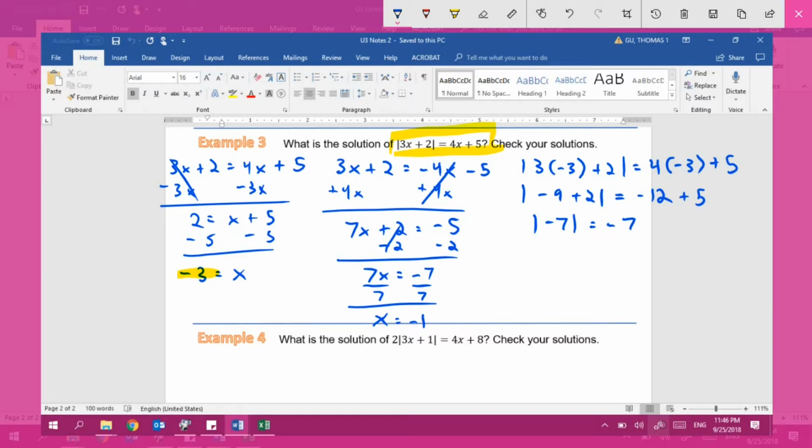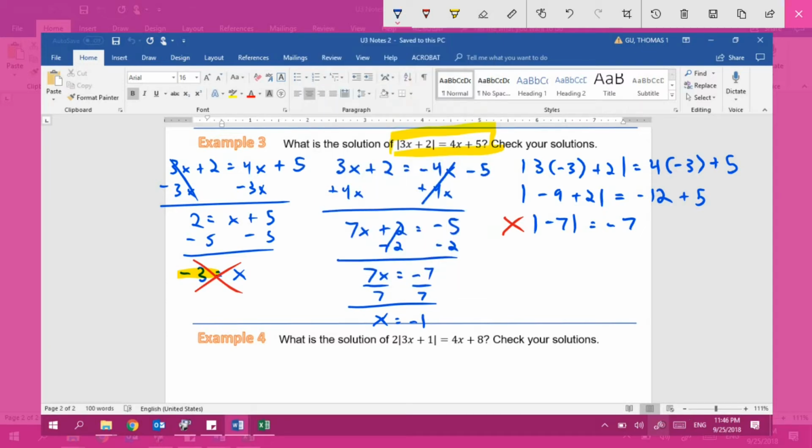All right, does the absolute value of negative 7 equal negative 7? No, it doesn't, because it should equal positive 7. So right there, boom, this one's not right. It's extraneous. So this negative 3 equals x, that's an extraneous solution, so mark that out.